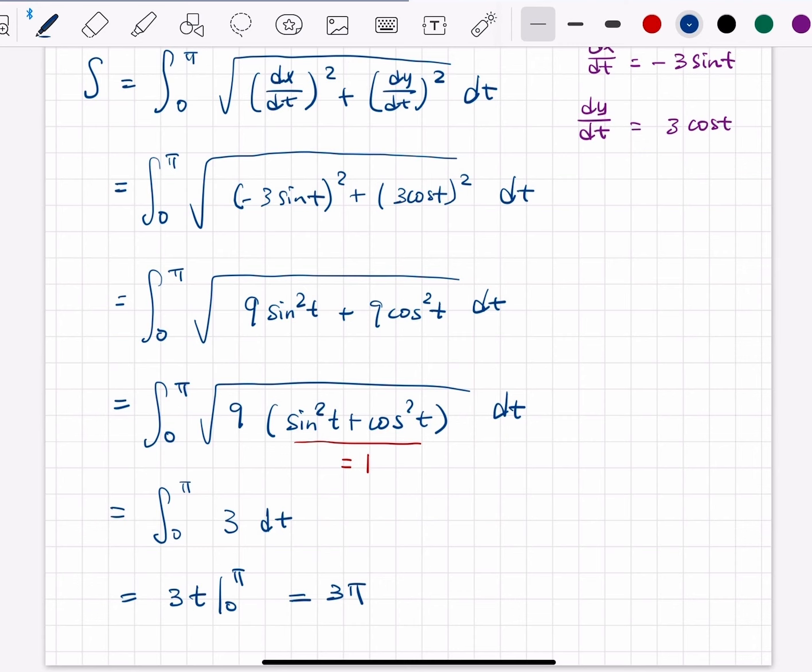And then the graph we're talking about, because this is a semicircle, is actually from here to here, a semicircle.